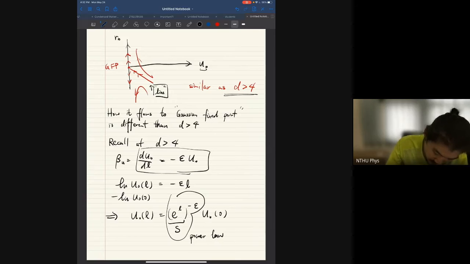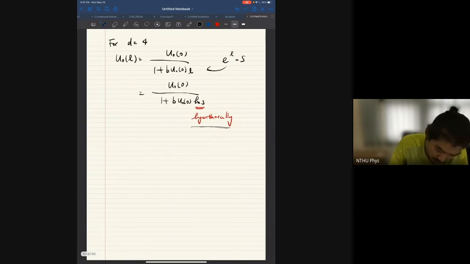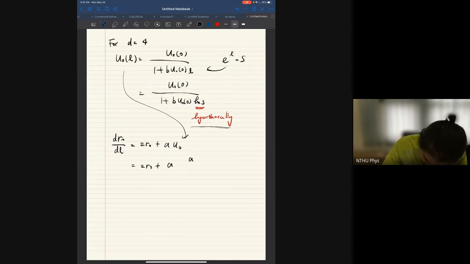Okay, this critical line. To obtain this critical line, we'll need to solve the equation. But this can be solved exactly. So this is the beta function of R, which we can use to solve it, because as you know, the U naught we can replace by this one right here. So it will be A, sorry, U0 plus 1 plus B U0 L.